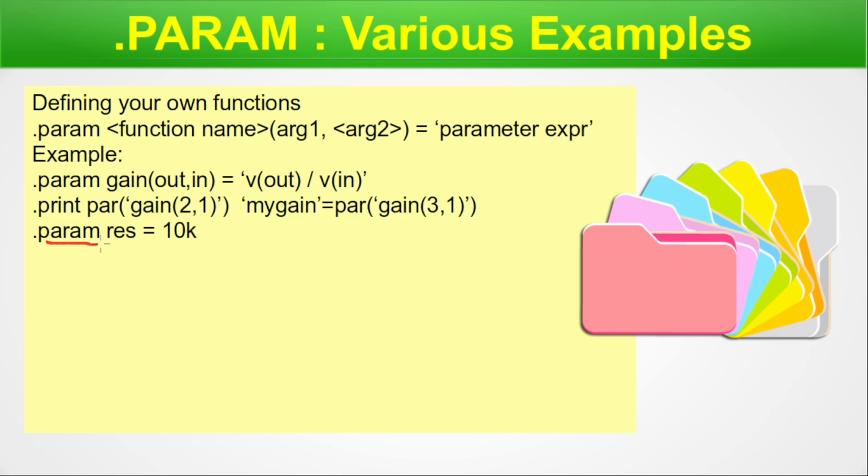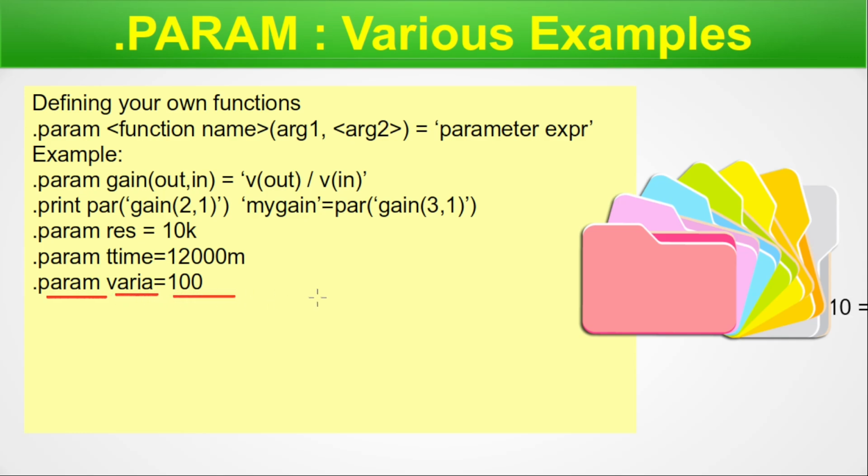Now we define parameter R equal to 10k. That means 10 kilo ohms. Then we can write parameter t time is equal to 12,000 m, that is millisecond. Then we write parameter v area is 100. Next we write t time 10 is equal to t time by v area. So this way we can go on defining parameters and we can use a previously defined parameter like this in the next parameter as an expression, right?